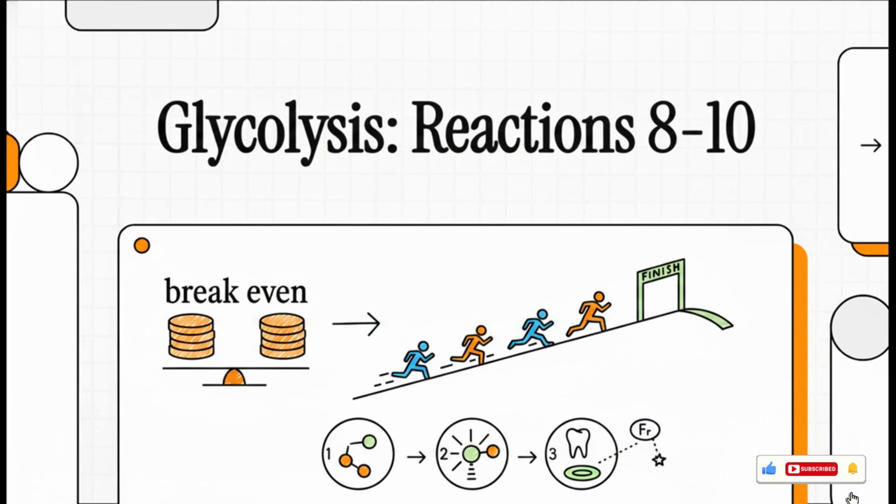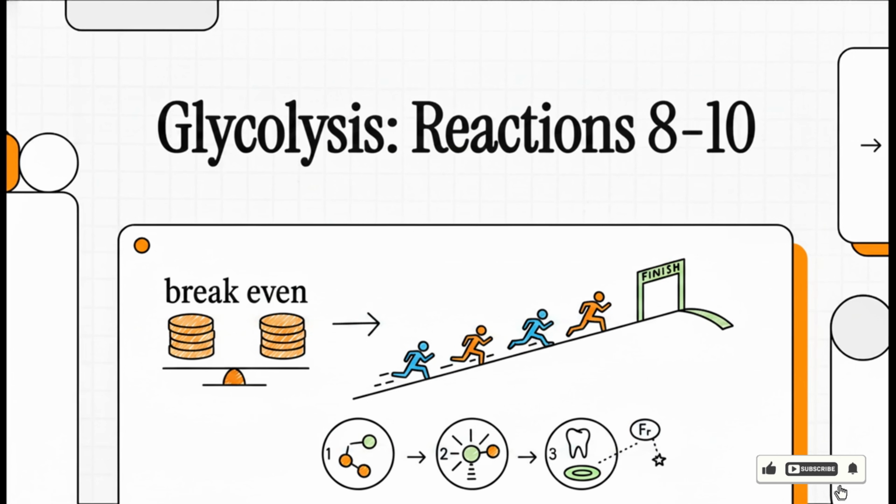Welcome back to The Explainer. You guys, we are finally in the home stretch of the glycolysis factory line. In our last lesson, if you remember, we successfully broke even on our initial ATP investment. But now it's time to move past that break-even point and race straight toward a net profit.